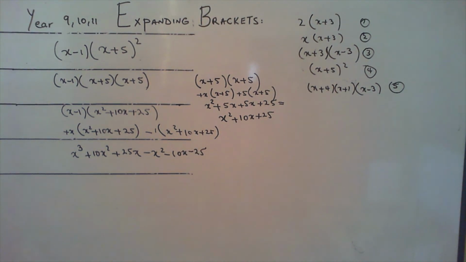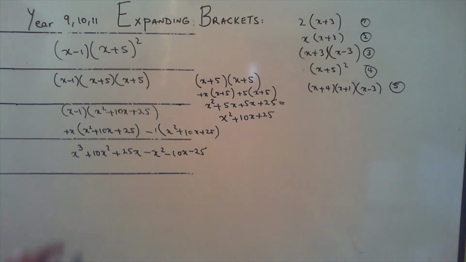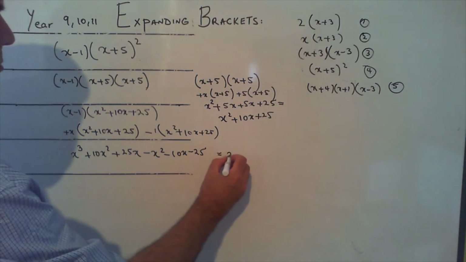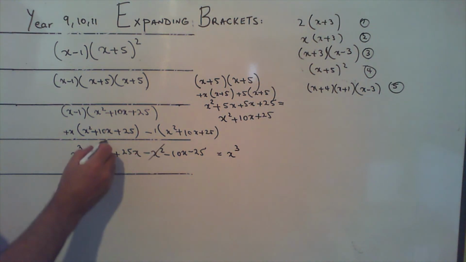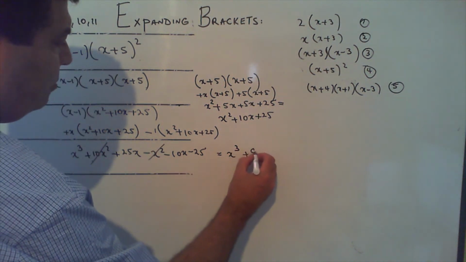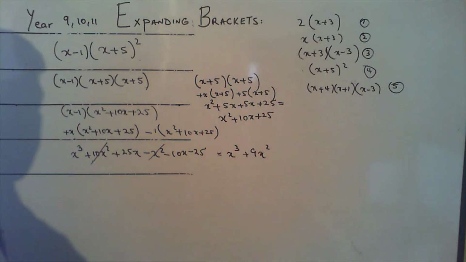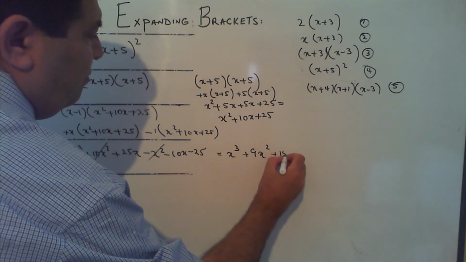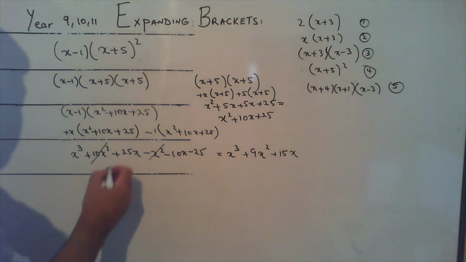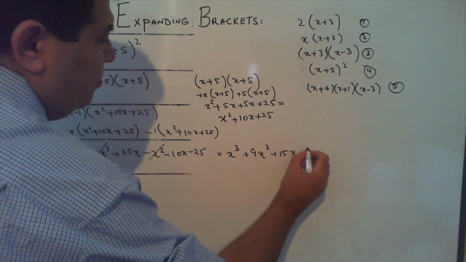Whenever you expand, we simplify. x cubed is only 1. 10x squared minus x squared will be 9x squared. Okay, we got 25x minus 10x, obviously is 15x, and the numbers, there's only one number.